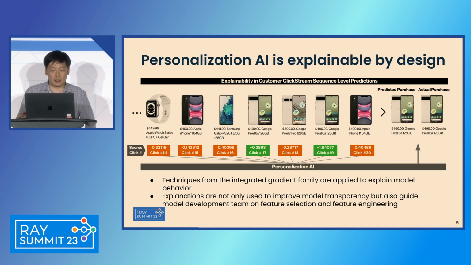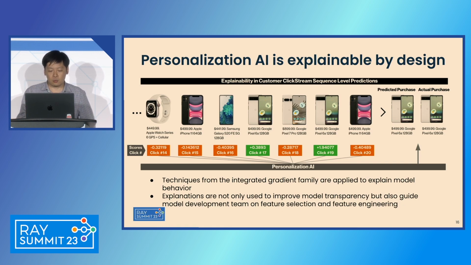So here is just an example that I want to walk you through very quickly. We are using a lot of inputs to the model, as Lou mentioned, including text, images, and customer behavior in a sequence type of data. So here you see the model. At the end of the day, the model predicts the customer is going to purchase a Pixel 6a 128 gigabyte phone. And that is actually what they purchased.